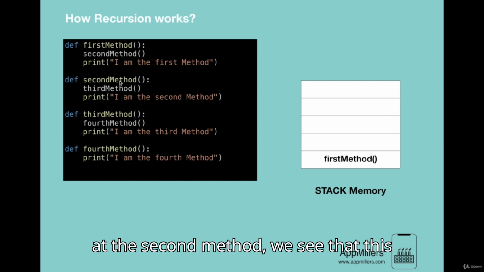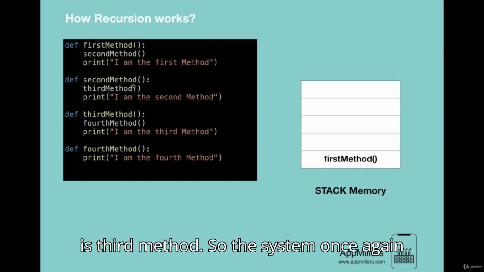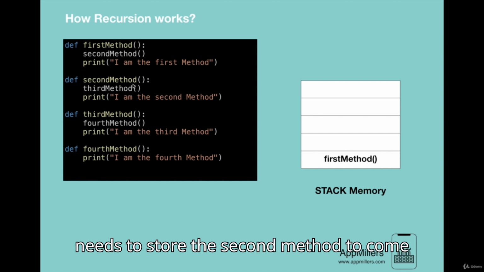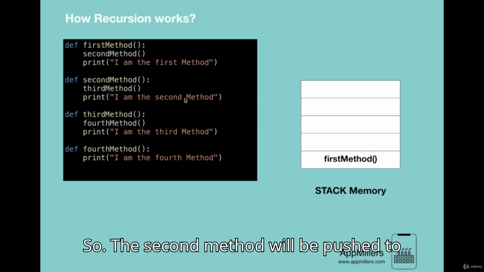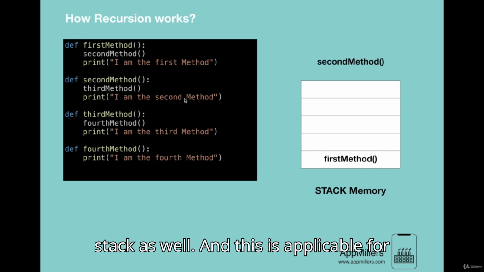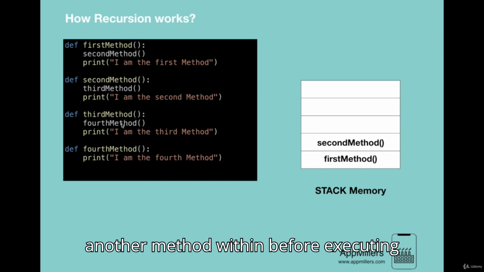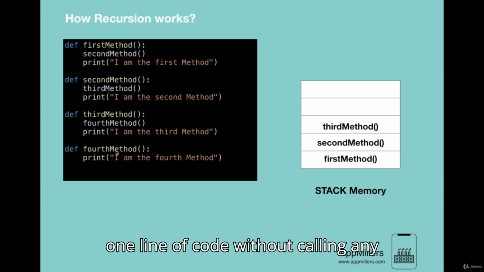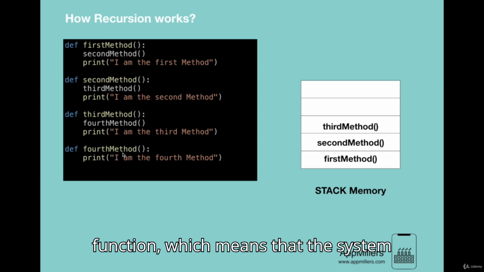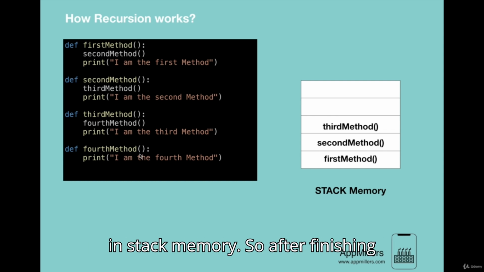Okay, if you look at the second method, we see that this method also calls another method, which is the third method. So the system once again needs to store the second method to come back to execute the print statement after the third method. This one over here. So the second method will be pushed to the stack as well. And this is applicable for the third method because it also calls another method within before executing the rest of the code. So it will be pushed to the stack as well. The last method is here, the fourth method, which is executing one line of code without calling any function, which means that the system does not need to store it somewhere for calling back. So it will not be inserted in stack memory.